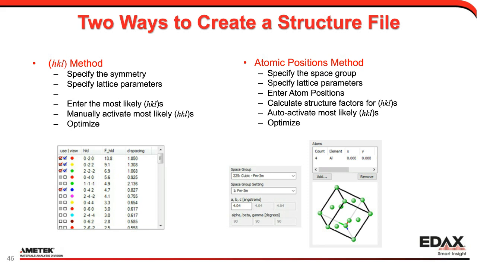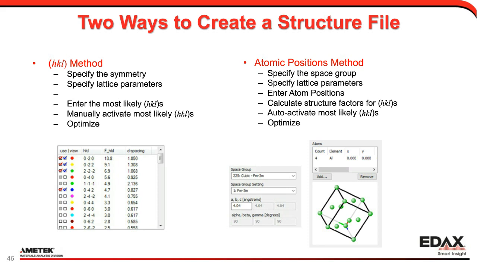other parameter. You manually activate which ones you think are most likely, and then you usually have to do an iterative optimization step comparing the reflectors against an experimental pattern. If you have atomic positions, it makes it a little better. You can specify the space group, the lattice parameters, enter those atom positions, calculate the structure factors, and then go through the same kind of procedure you went through with the manually entered values. The atomic position method generally gets you closer to the real result.